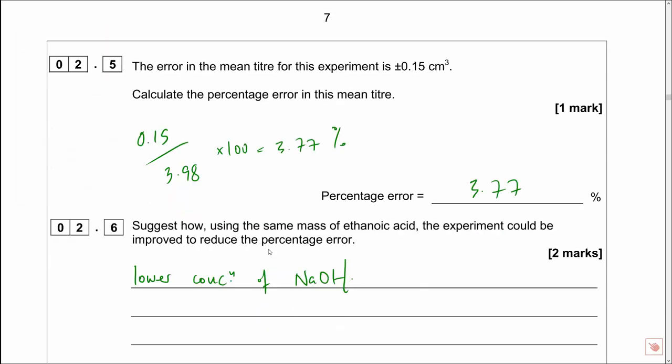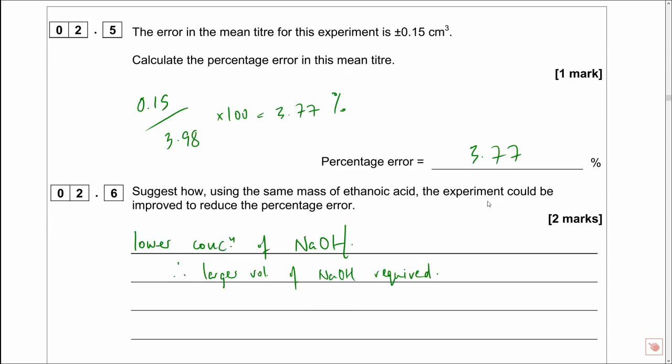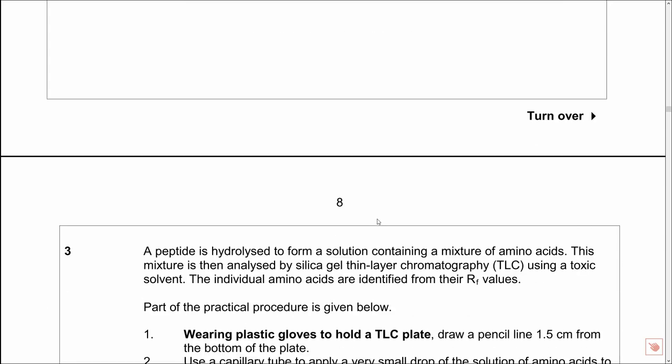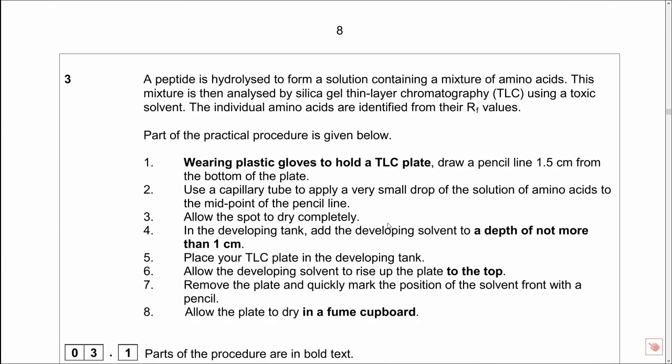So in that case, we lower the concentration of sodium hydroxide, therefore a larger volume of sodium hydroxide is required, and that would therefore massively decrease the error. It's quite large actually. That's why we use burettes and things, because they really ramp down any percentage error that we're going to get.